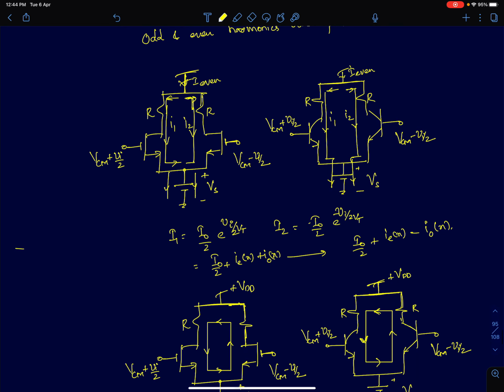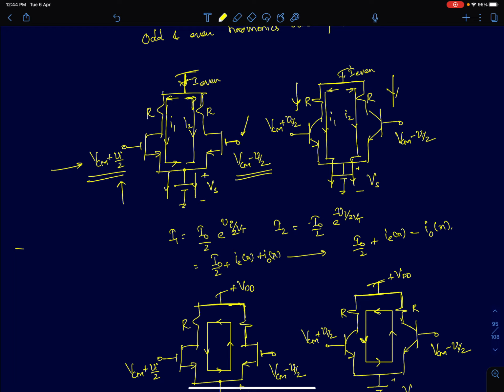We assumed that these are differential pairs with voltage biasing. That's what we analyzed predominantly in the last class. And we assumed that we are applying a common mode DC input VCM plus a small signal input Vi by 2, and to the other side, we are applying VCM minus Vi by 2. And then we derived some simple expressions for the currents I1 and I2. I1 is flowing on one side and I2 is the current flowing on the other side of the differential pair.